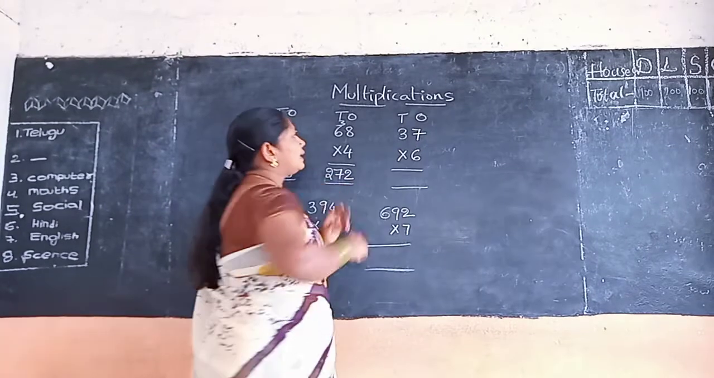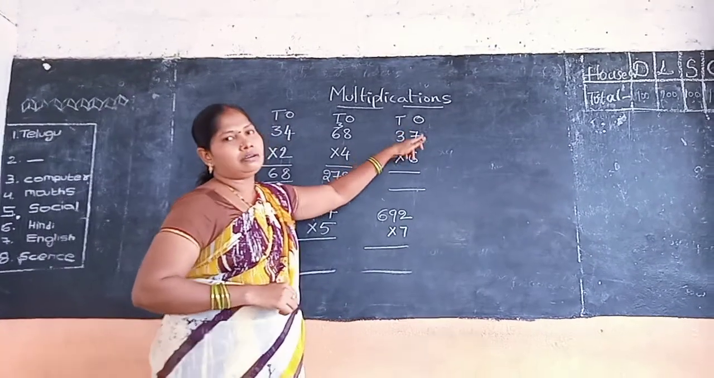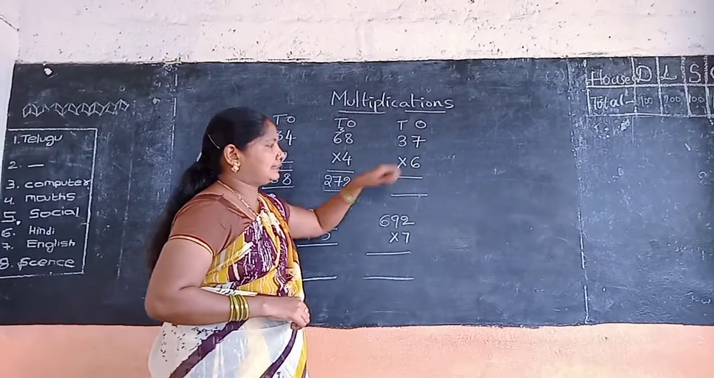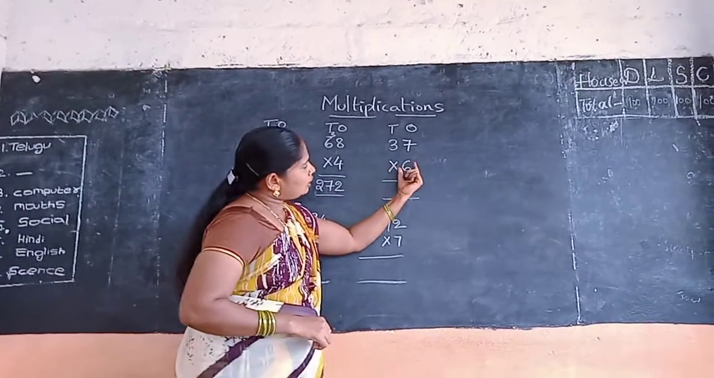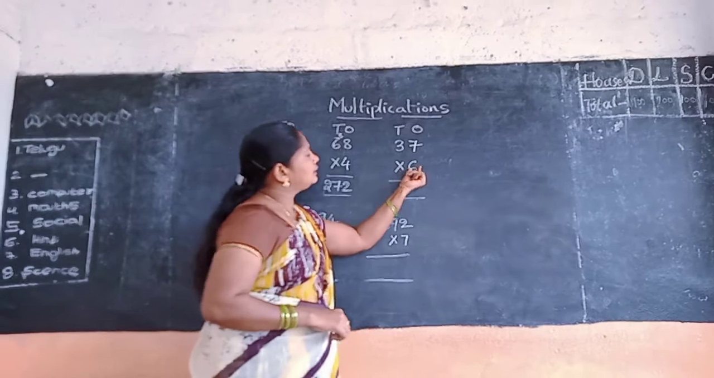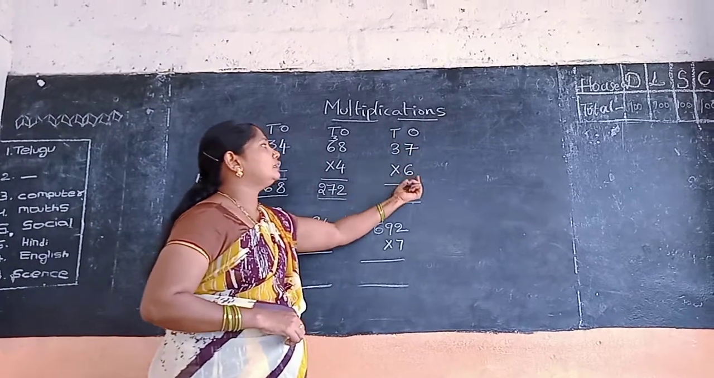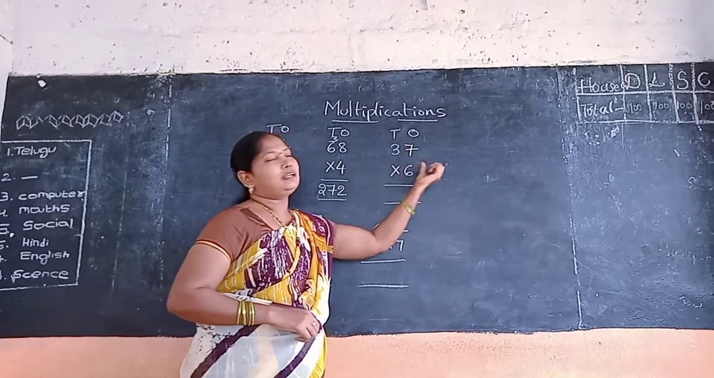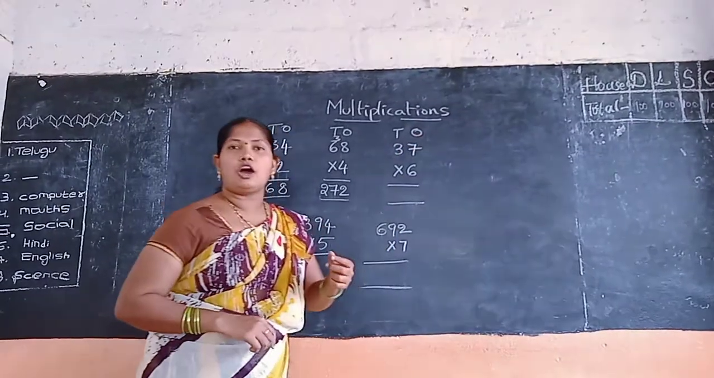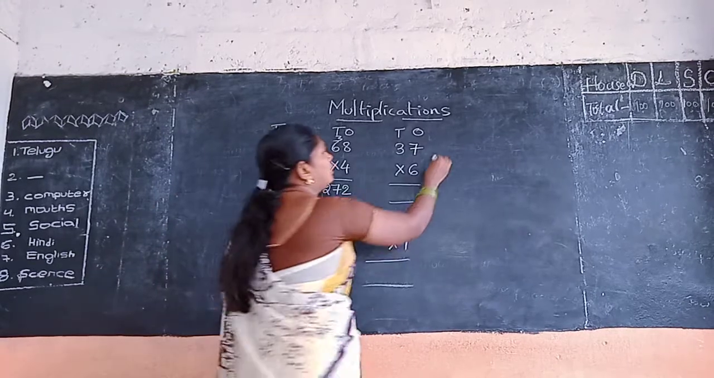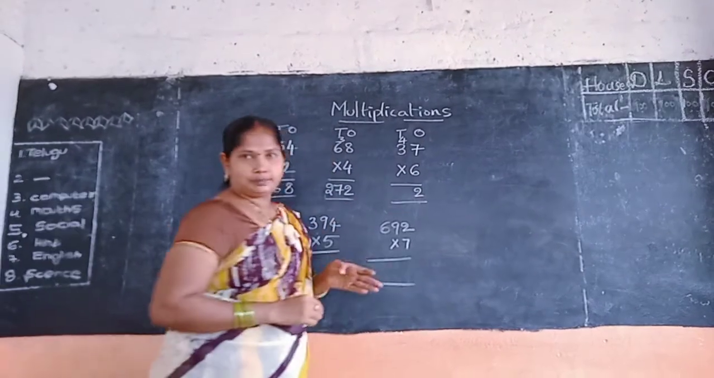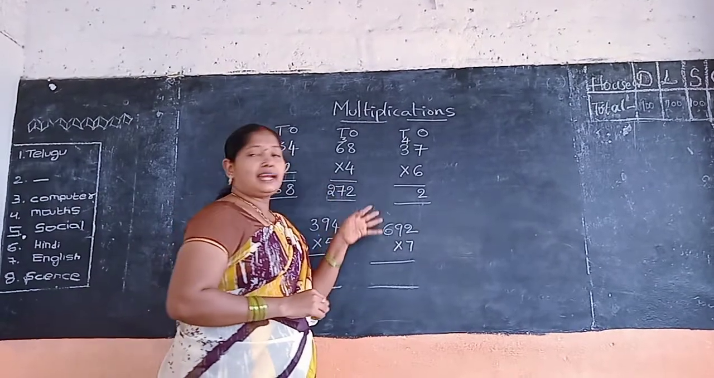Next one is 37. 37: ones, tens, 3 in tens place, 7 in ones place. Multiplication with single-digit number 6. How to multiply? First 6 multiplied with 7, next with 3. First of all, multiply with ones place. 6 sevens are how much? 6 sevens are 42. 2 in ones place, 4 carries to tens place.